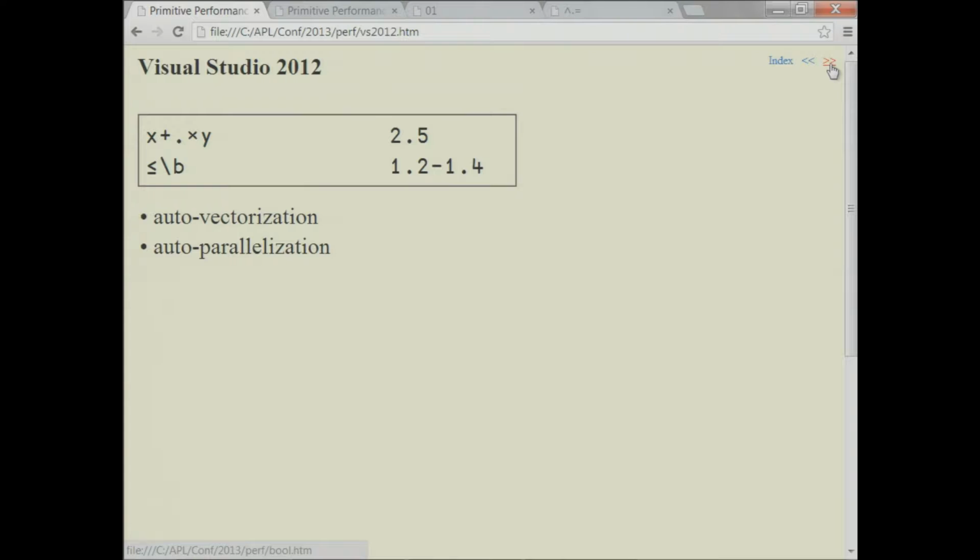Very recently, we started using Visual Studio 2012 to build the executable. And to my amazement, some primitives improved tremendously without any changes to the C source. So when that happens, it's a good thing because we didn't have to do any work other than having the wisdom to choose to use Visual Studio 2012. But I believe we can, for plus dot times at least, take some credit for it because plus dot times in Dyalog is not coded in the traditional way.